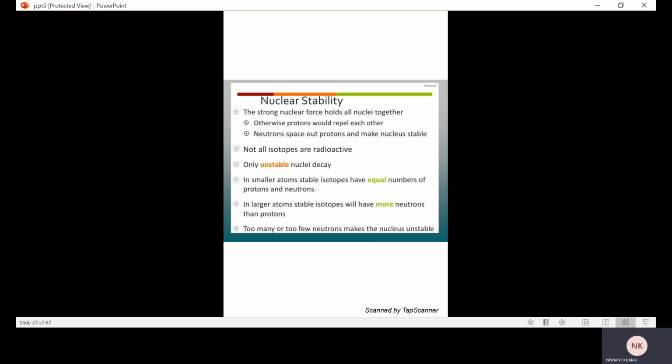Note, not all isotopes are radioactive. Only unstable nuclei decay. In small atoms, stable isotopes have an equal number of protons and neutrons. In large atoms, stable isotopes will have more neutrons than protons. Too many or too few neutrons make the nucleus unstable.